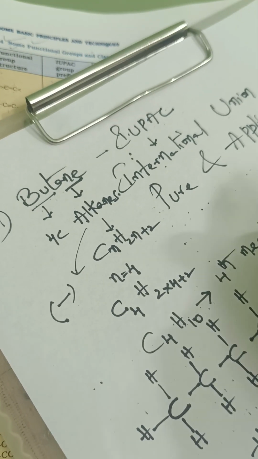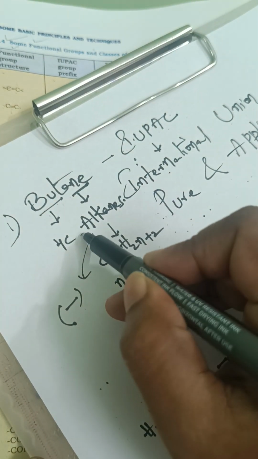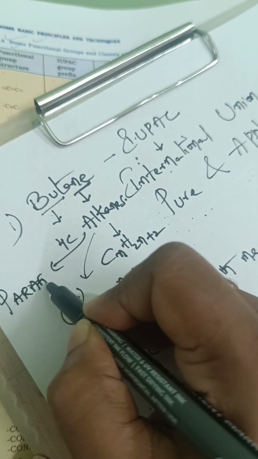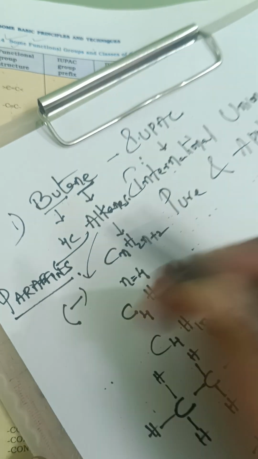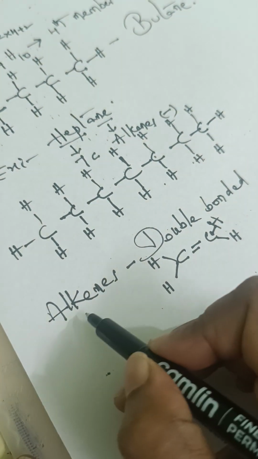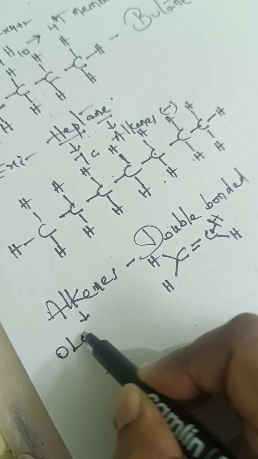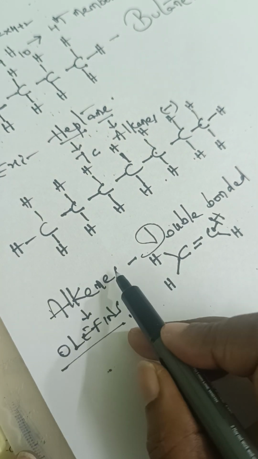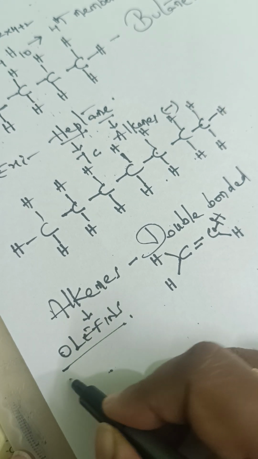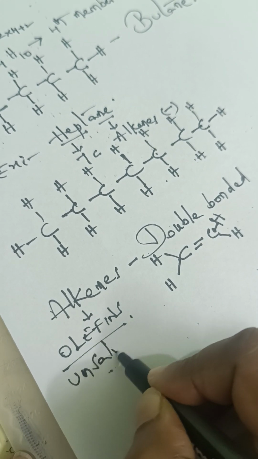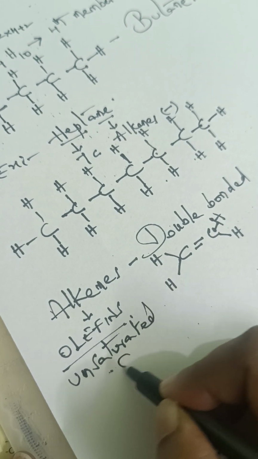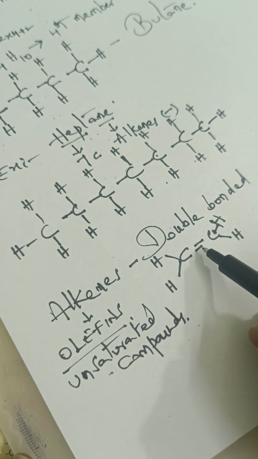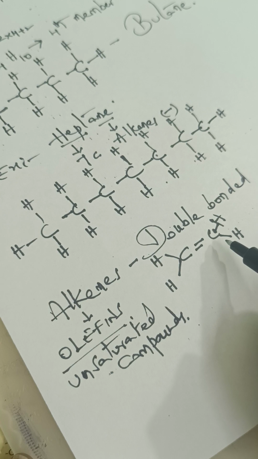And see here, one more term is there for alkanes. Alkanes are also called as paraffins, whereas alkenes are also called as olefins. And these alkenes are unsaturated compounds. That means they are having a double bond between two carbon atoms.